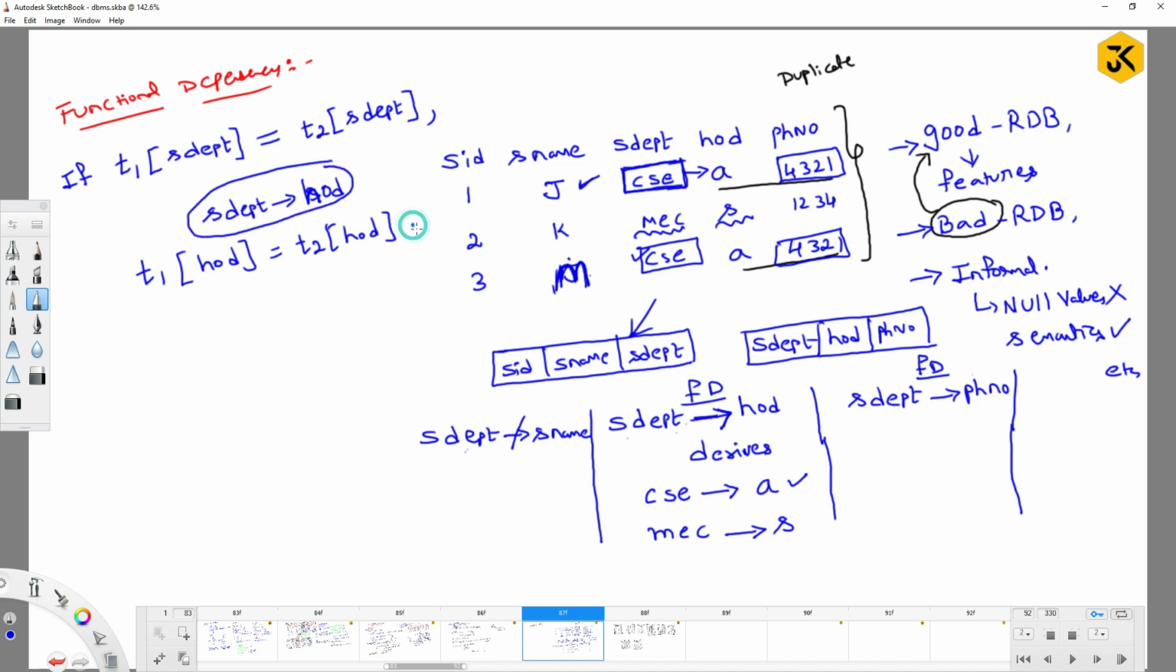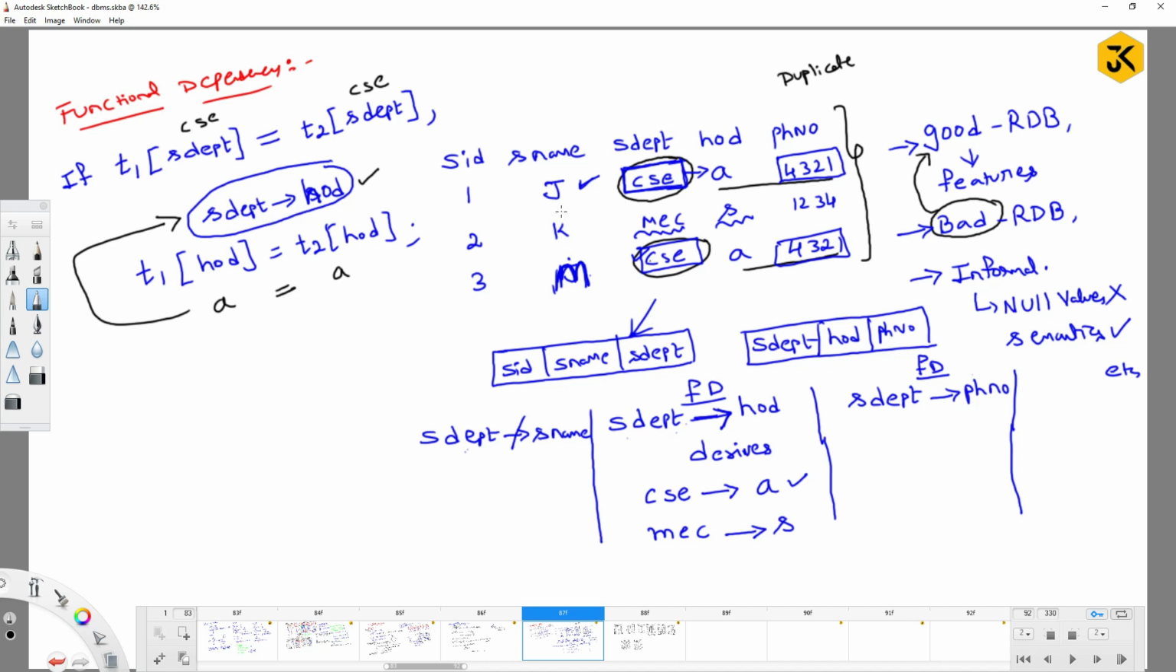So this is the definition of functional dependency, right? If you are able to observe here, the meaning is, if I am going to take the T1 of department, the value is CSC, and what about T1 of HOD? A, and this is CSC. And what about T2 of S department? CSC, right? If I say that these two are same, and if I want to say S department derives HOD, compulsory these two should be same, right? So now T2 of HOD is A. If I say that these two are also same, then I say that S department derives HOD, right?